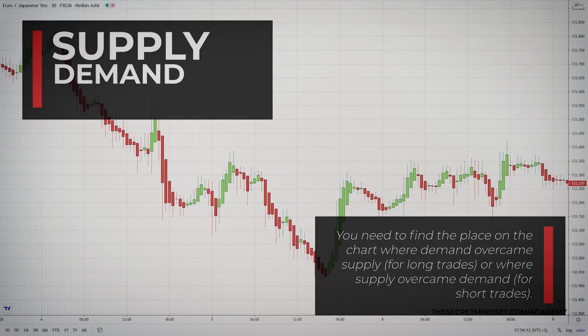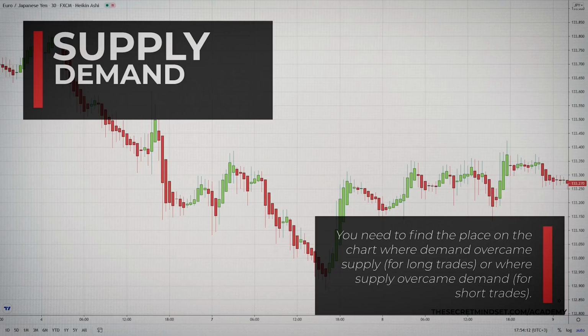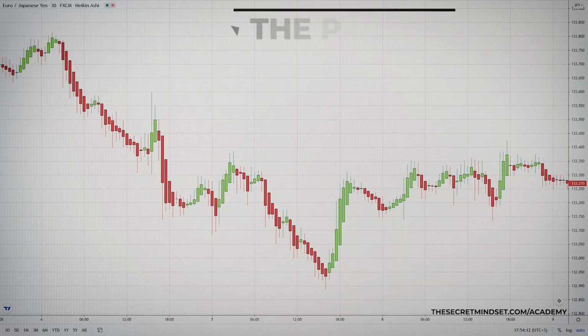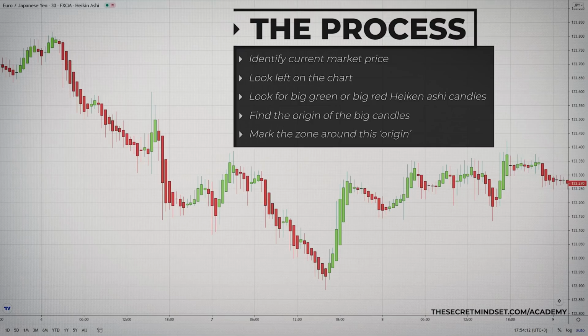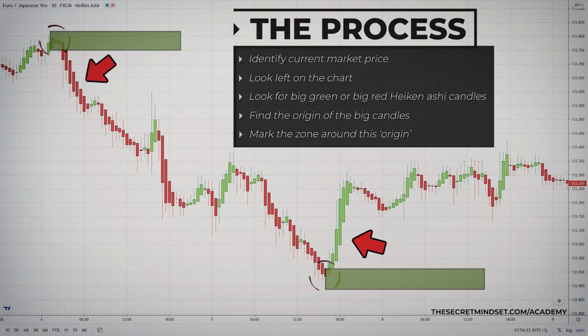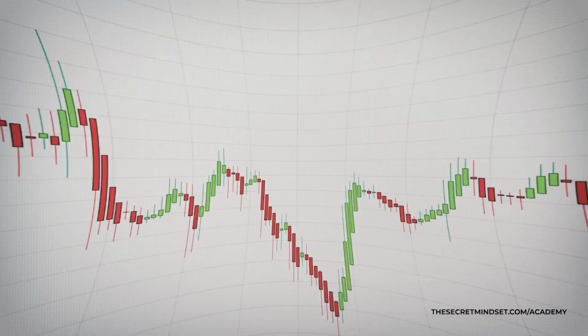The idea is to find a place on the chart where demand overcame supply for long trades, or where supply overcame demand for short trades. Step number 1 is to identify the current market price. Step number 2 is to look left on the chart. Then, look for the big green or big red Heiken Ashi candles. Then, find the origin of the big candles. And the final step, mark the zone around this origin.